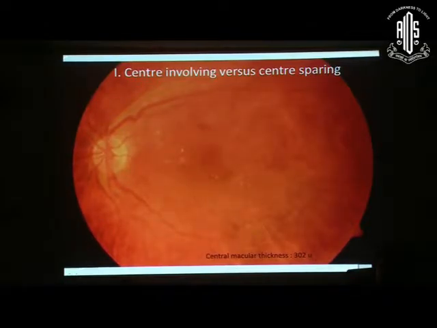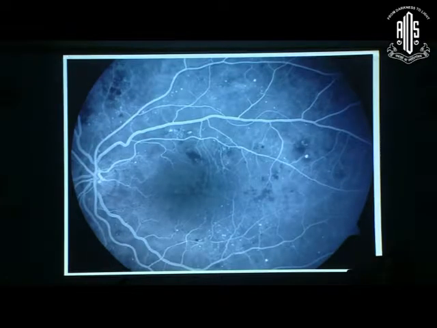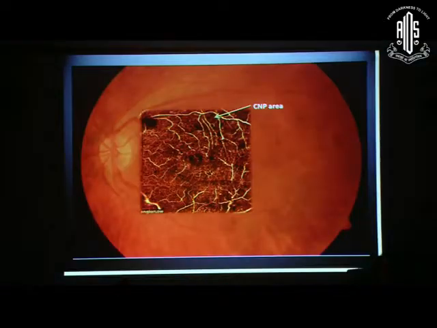So now if we look at this, whether the center is involved or not, we go for the fluorescein angiography. And on fluorescein, we do see the microaneurysms which are away from the fovea. And we now can do angio-OCT.